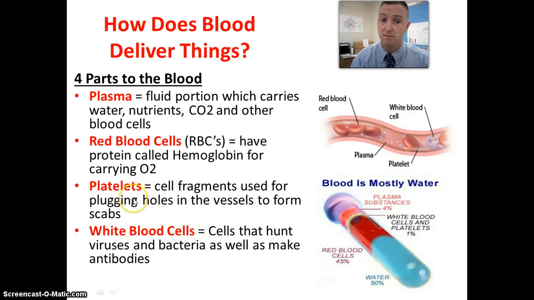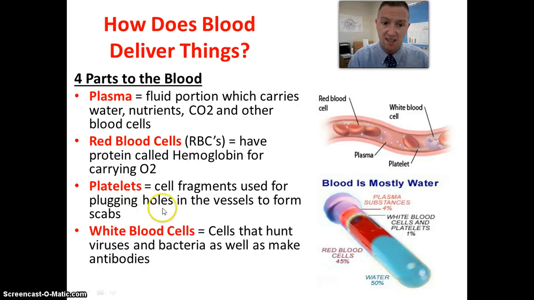The platelets. Okay? Platelets are cell fragments that come from your bone marrow. And they're just little fragments or pieces of other blood cells. And it's garbage, but it's useful garbage floating around in your blood. So when there's a hole, you get a cut, you start bleeding. You need to seal up that blood vessel quick. You stuff junk in it. These are the platelets. And it helps to form clots or scabs.